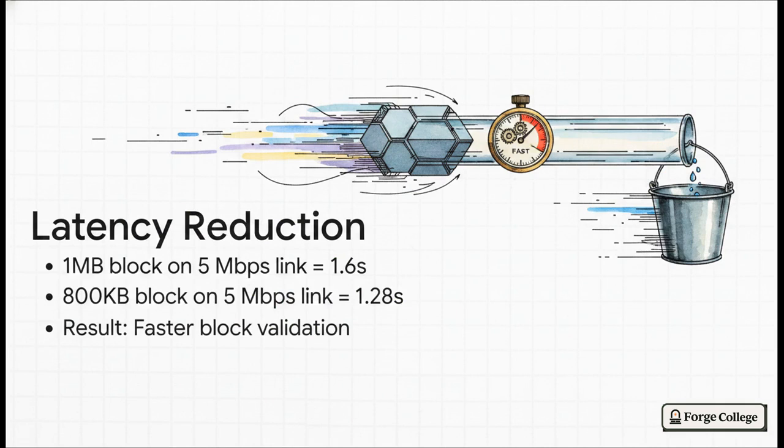Not only does our throughput go up, but that smaller data load reduces raw transmission time. If you push a 1 megabyte block through a 5 megabit per second link, it takes about 1.6 seconds of raw transmission latency. But with our 20% smaller data load per transaction, that same block template is effectively only 800 kilobytes. That cuts raw transmission down to just 1.28 seconds. So we get faster transmission, faster block validation, and, crucially, a whole lot less spilled water.